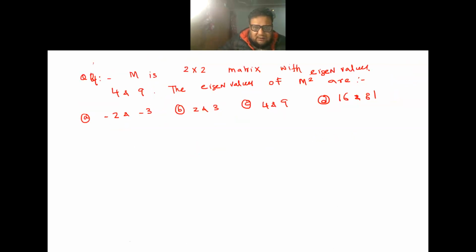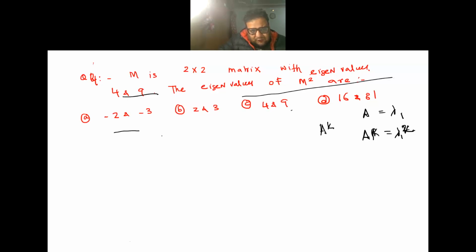Now just look at this question. M is a 2 cross 2 matrix whose eigenvalues are 4 and 9. So just use that property: if for A the eigenvalue is lambda, then for A to the power K, it would be lambda to the power K. Since this is a 2 cross 2 matrix, the power is 2. For 4 the value would be 16, and for 9 the value would be 81. So the answer to this would be 16 and 81.